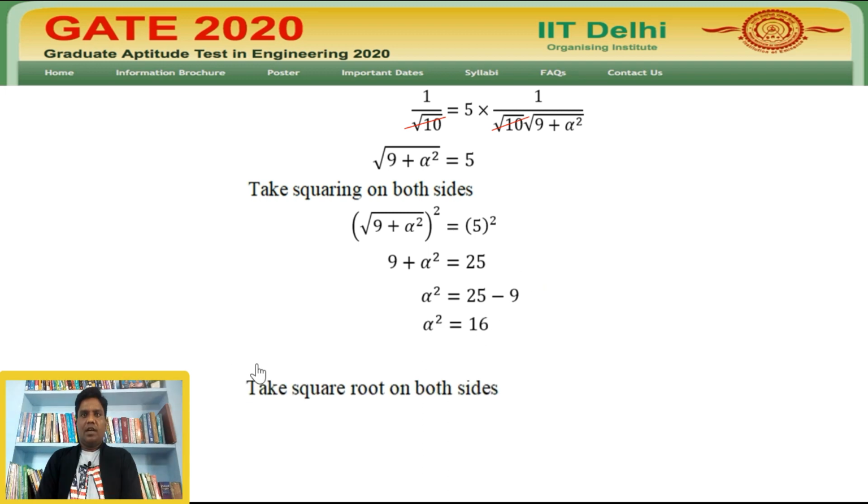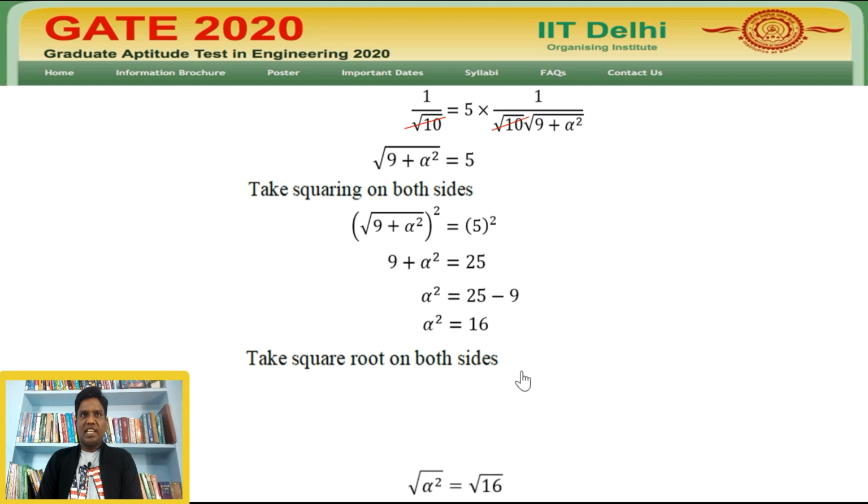Then the equation will be alpha square equal to 16. Next, take square root on both sides, then the equation will be the root of alpha square equal to root 16. In the left hand side, the square root and the square are cancelled to each other, and also in the right hand side the root 16 is 4. Then the equation will be alpha equal to 4. So the answer is alpha equal to 4. This is the required answer for this problem.